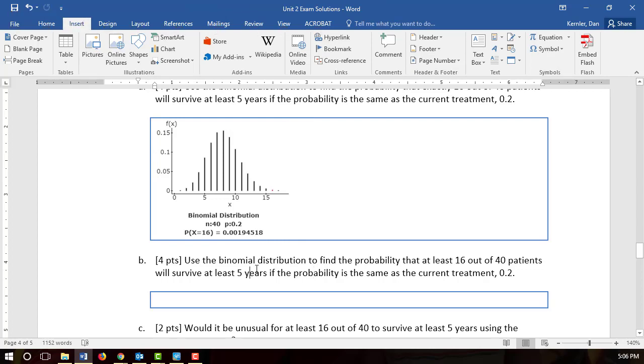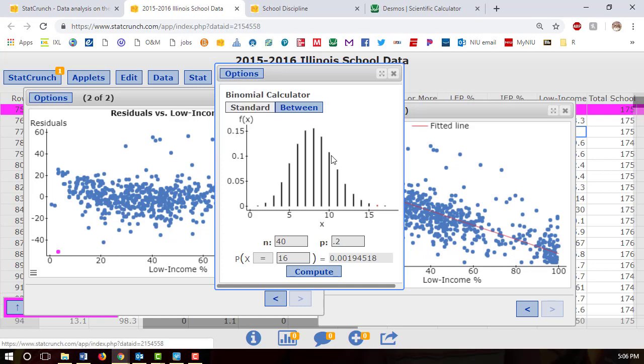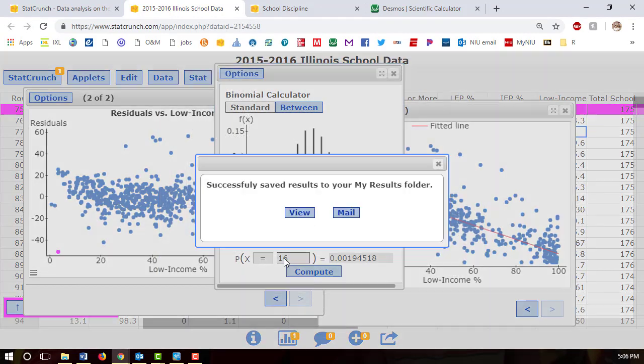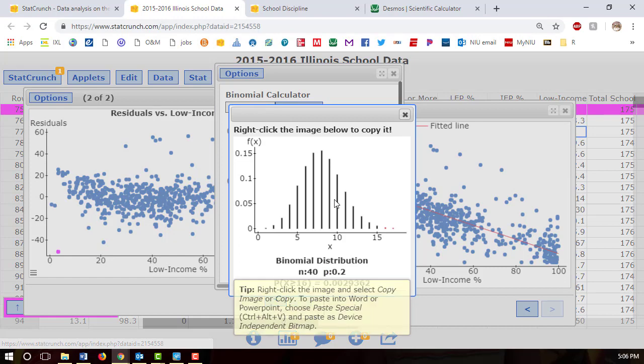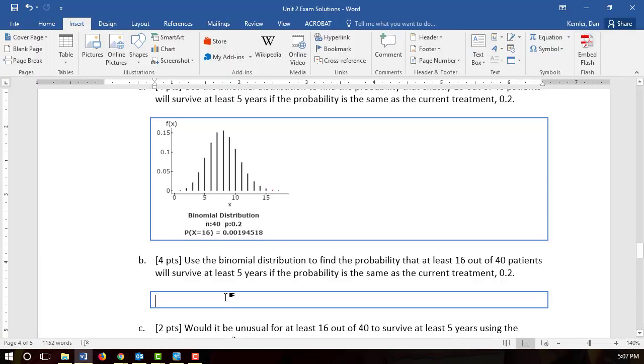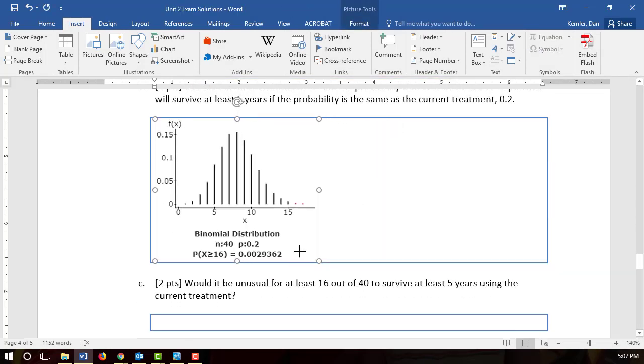What's the probability that at least 16 out of 40 will survive? Oops. What am I doing? I just want to make this greater than or equal to. So let's do the same thing. Copy image. Shrink that down.